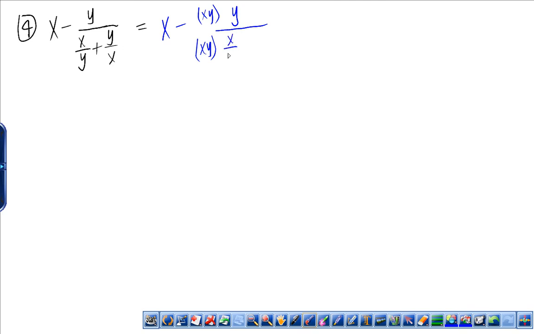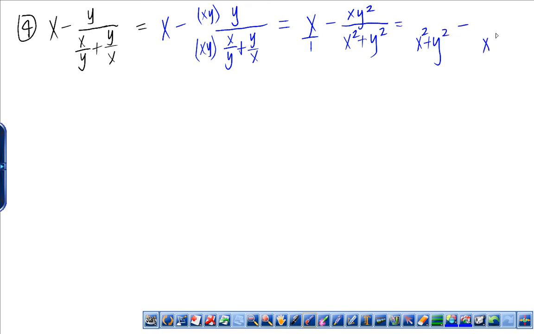So here's the x over y plus y over x. The left side is staying as x. I multiply the top, that gives me xy squared. The bottom, the y's cancel out, that gives me x squared. And then that gives me y squared. So it made it a whole lot easier. So now this is really just x over 1. I need a common denominator, and it looks like it's just x squared plus y squared. So the denominator here is x squared plus y squared.